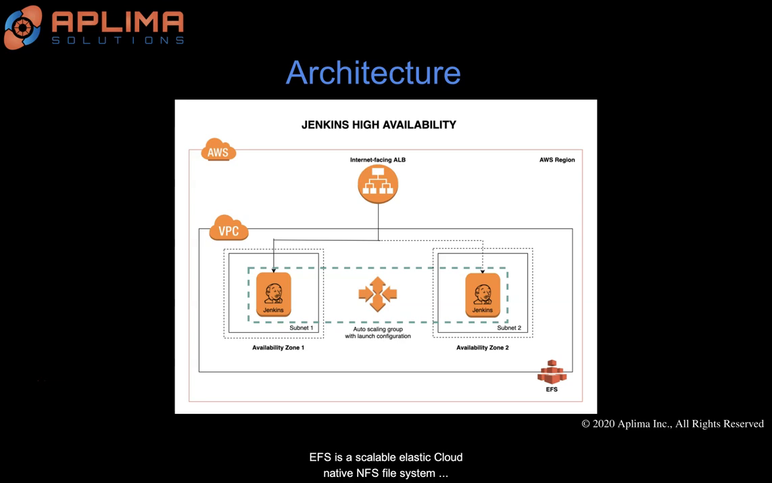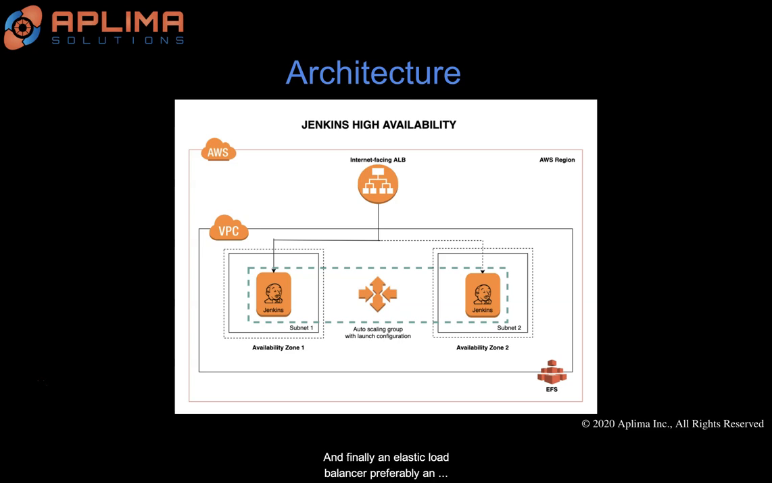EFS is a scalable, elastic, cloud-native NFS file system that can be mounted on up to 1,000 servers in a specific region. We'll also need an auto-scaling group, which will maintain Jenkins master availability based on certain checks. If the checks fail, the Jenkins master will automatically be replaced with a new one. The launch configuration is essentially a template for spinning up a new Jenkins master.